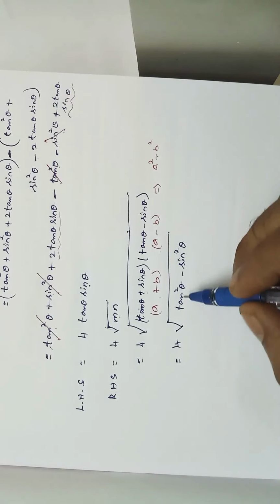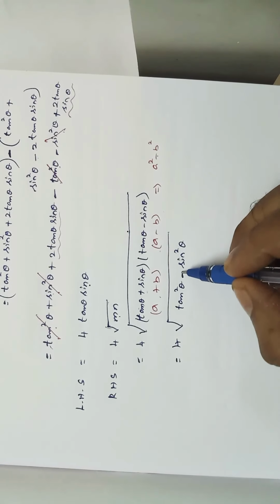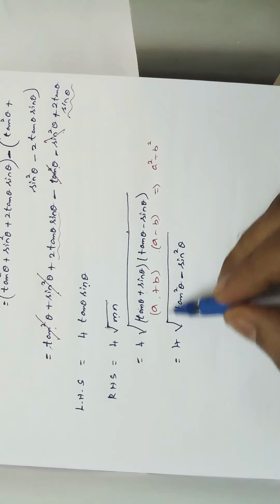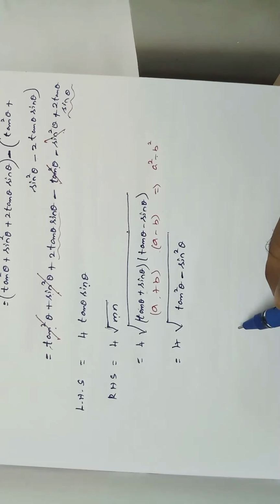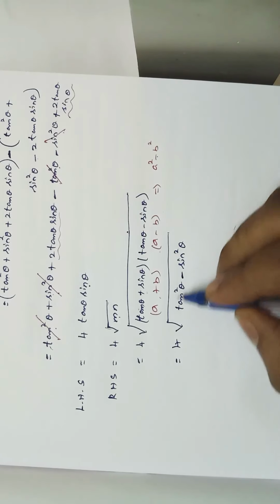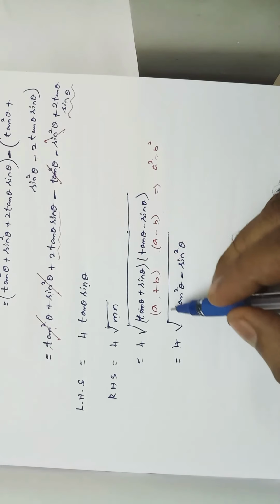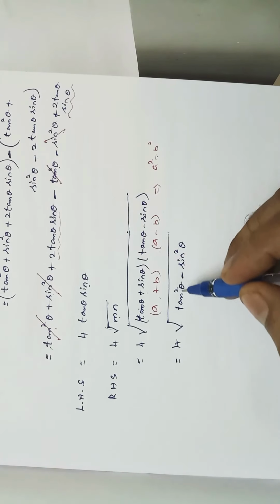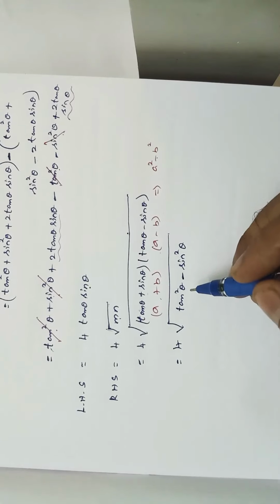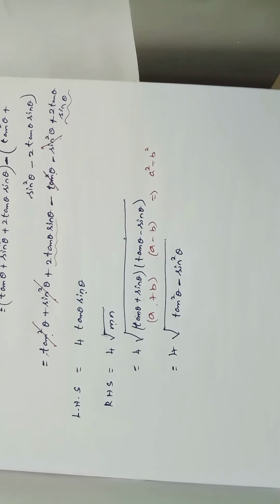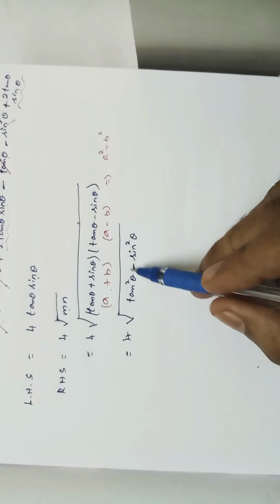So see, if it is a square root of tan square theta into sin square theta, then the square root will get cancelled. Directly we can simplify. But here in the root, we are having two terms, so we can't cancel the root, right? We can't remove the root. So how are we going to simplify?